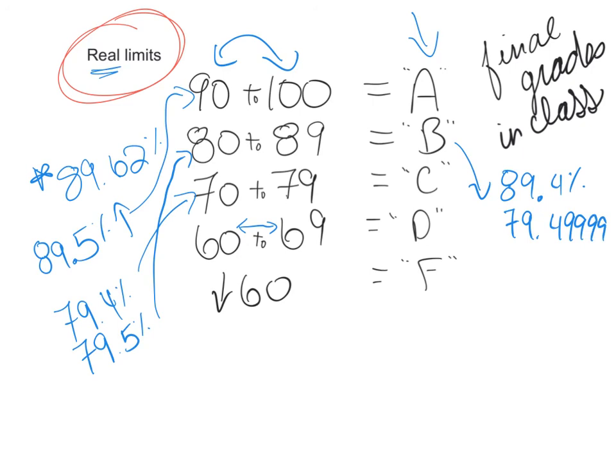So you have upper real limit, and I think that's how Gravetter does his abbreviations, and lower real limit for real limits.